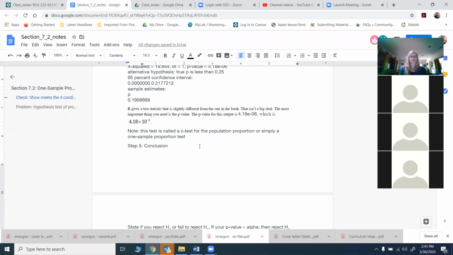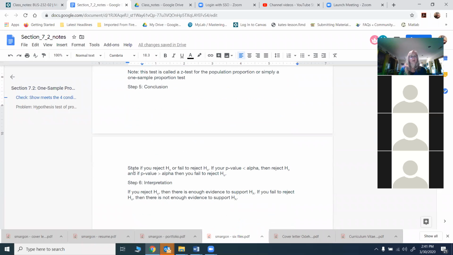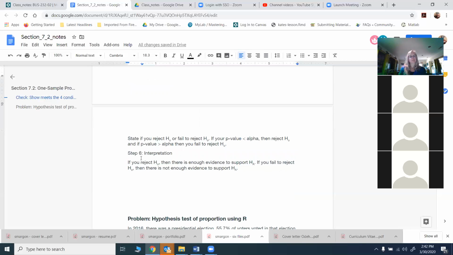Then you're going to have your conclusion, and your conclusion for every hypothesis test is to say whether or not you can reject H0 or fail to reject H0. So if your p-value, which you're going to get from your calculations, is less than whatever alpha level you picked, then you're going to reject H0. If it's not, then you're going to fail to reject H0. And then your interpretation is you either have enough evidence to support what you were trying to show, or you don't have enough evidence to support what you were trying to show.